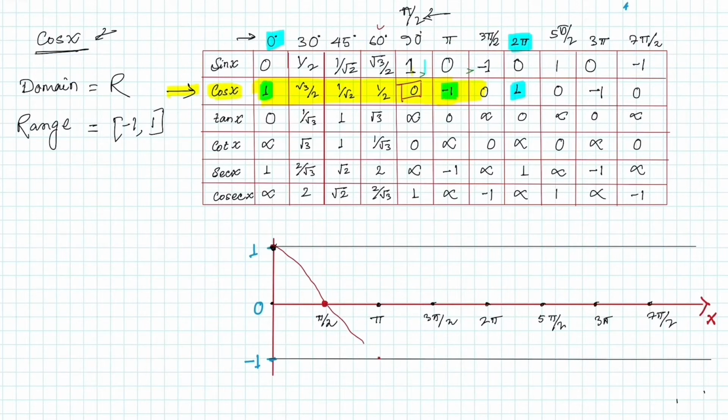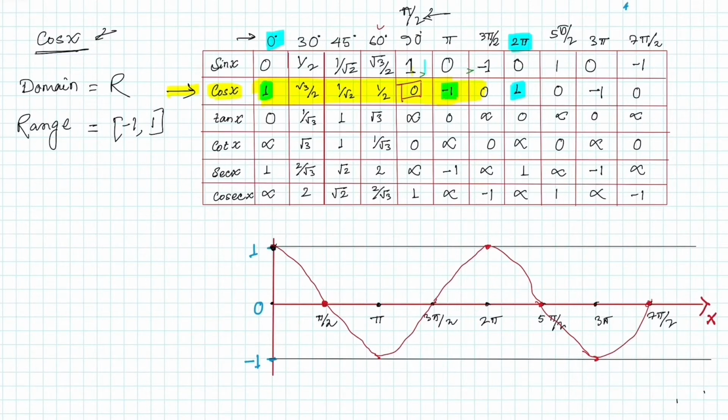Then again at pi it is minus 1. Then at 3 pi by 2 it is 0. Then again at twice pi it is plus 1. Then at 5 pi by 2 it is 0 again. Then at 3 pi it is again minus 1. Then at 7 pi by 2 it is 0 again. So this kind of graph we will get. This is the graph of cos x.